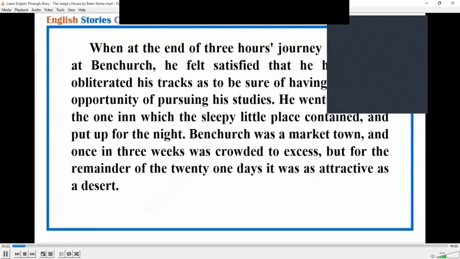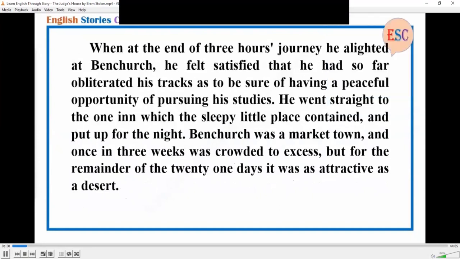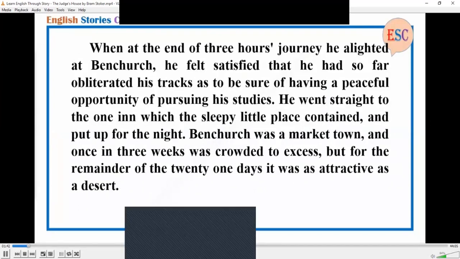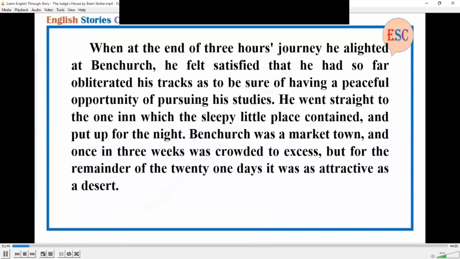When, at the end of 3 hours' journey, he alighted at Benchurch, he felt satisfied that he had so far obliterated his tracks as to be sure of having a peaceful opportunity of pursuing his studies. He went straight to the one inn which the sleepy little place contained, and put up for the night. Benchurch was a market town, and once in 3 weeks was crowded to excess. But for the remainder of the 21 days, it was as attractive as a desert.